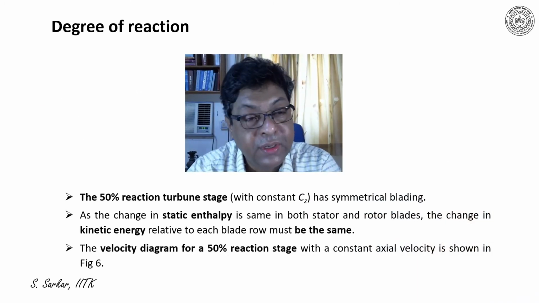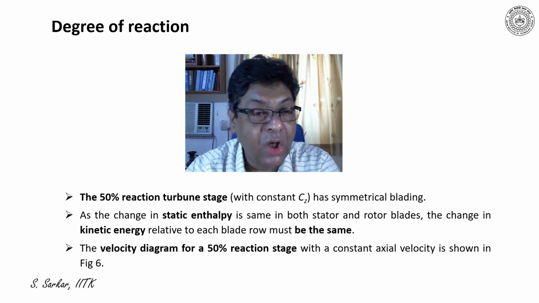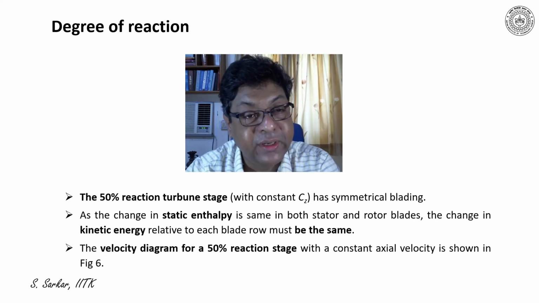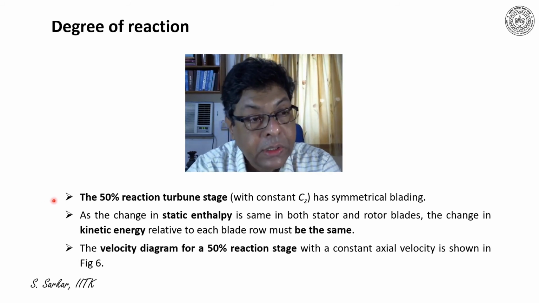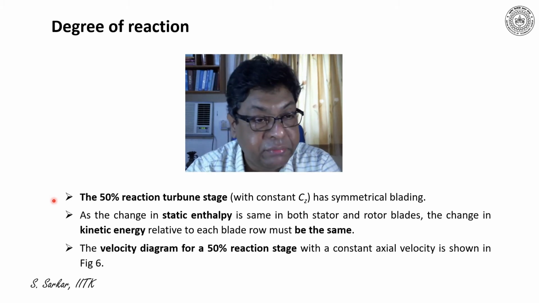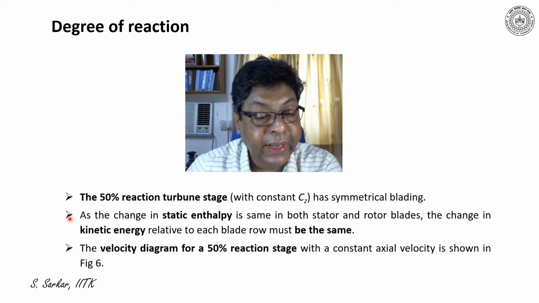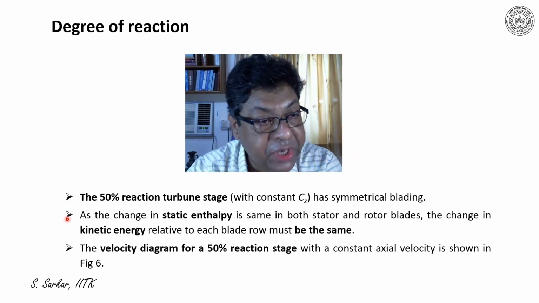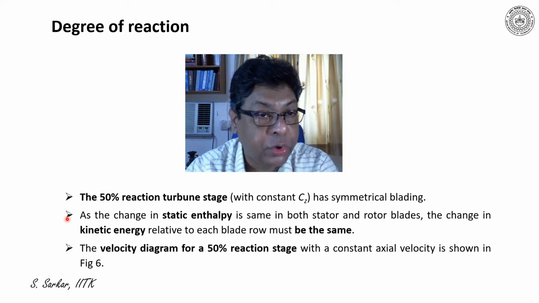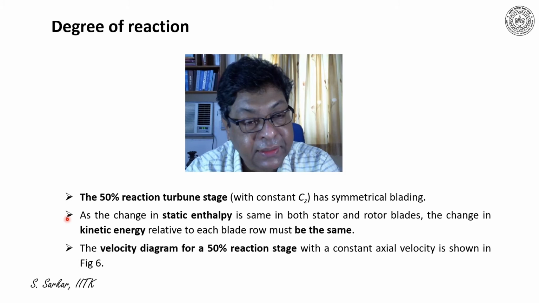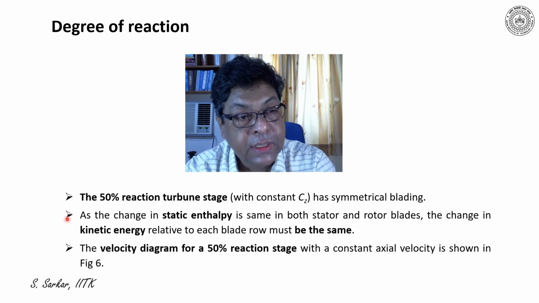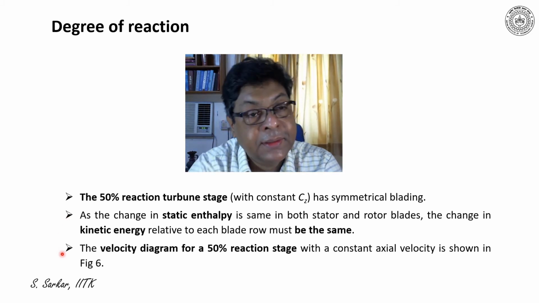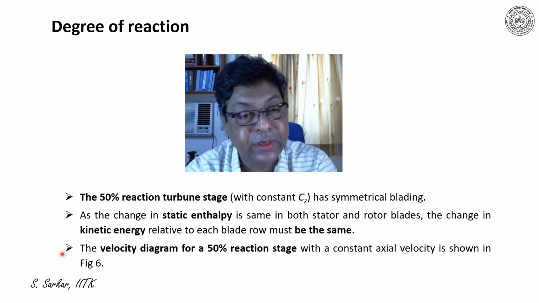Now I'll discuss the reaction turbine. I'll take an example of a 50% reaction stage where the blading is symmetrical. Hence, for a 50% reaction stage, the static enthalpy rise in the stator must be the same as that in the rotor, and thereby the kinetic energy change relative to each blade row would be the same. Now figure 6 illustrates the velocity triangle for a 50% reaction machine.